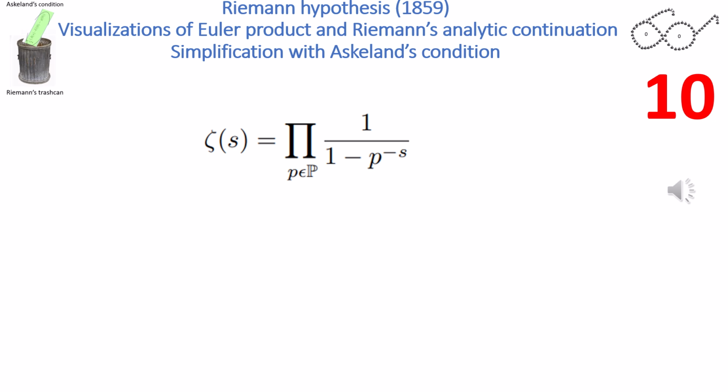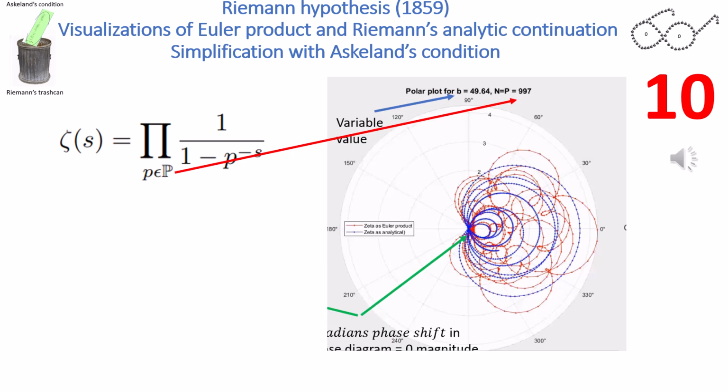This is the formula for the Euler product, P is prime. The maximum prime is 997 for the red plot in this case. S equals 1/2 plus I times the variable b. This means that we are on Riemann's critical line.